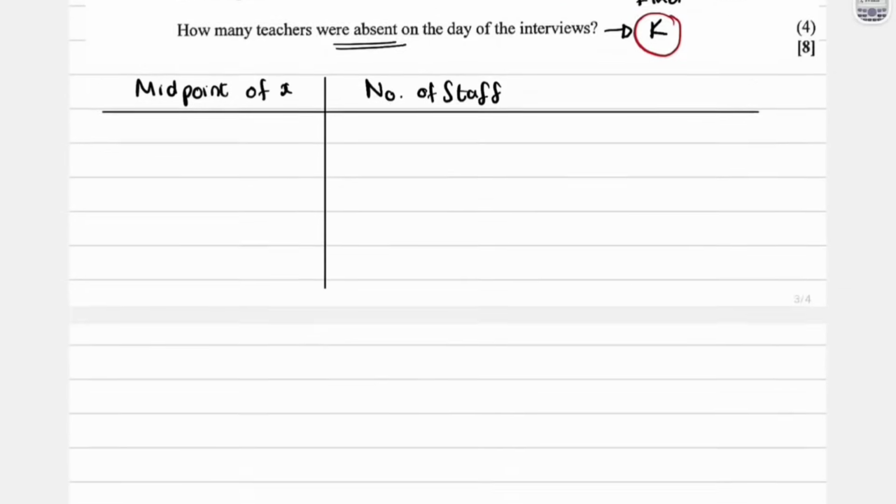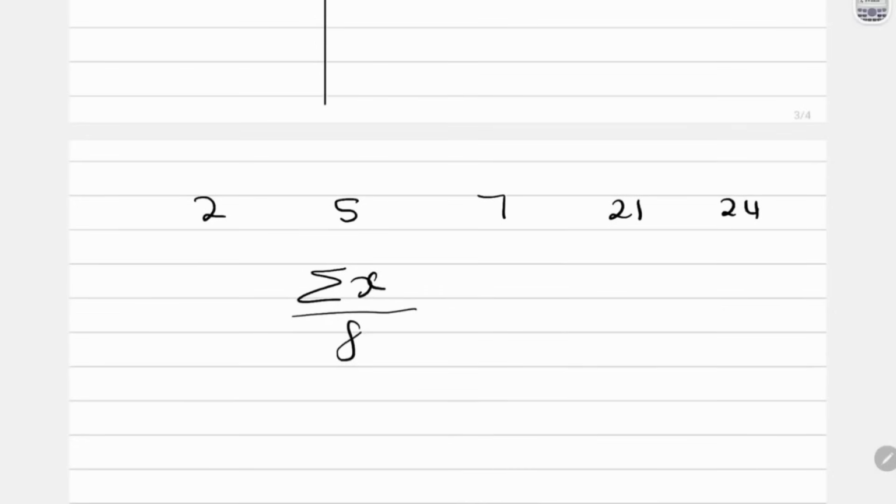The idea behind finding the estimated mean is still the same as finding the mean. But you know how with the mean, they give you values, right? They can give you, for example, 2 and 5 and 7 and 21 and 24. Then you would take all these values, add them up together, find the sum of the values, and then divide by the frequency, the number of values that you have.